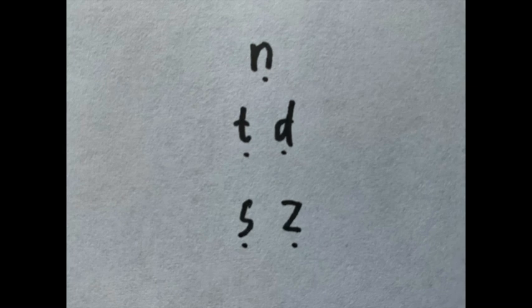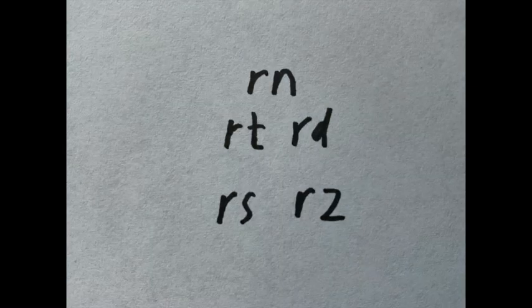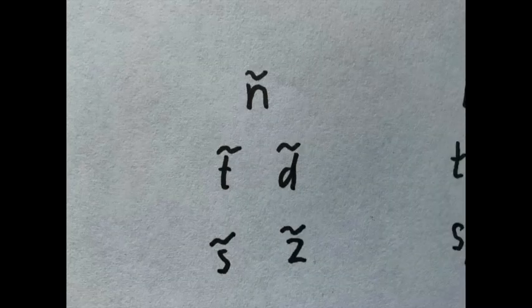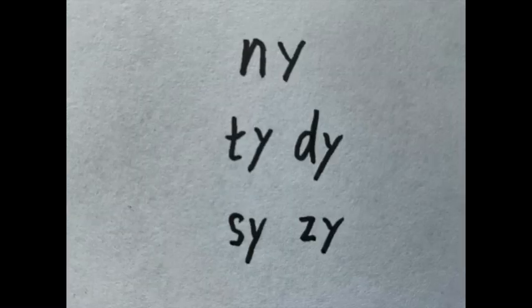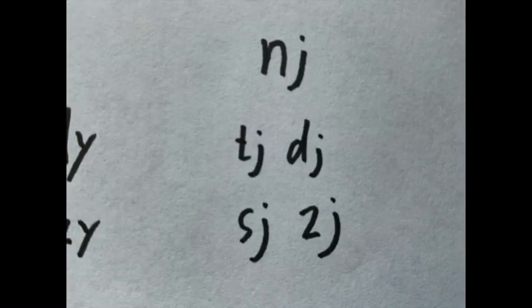Retroflex sounds can be romanized with a dot under them or an R before them. Please know that there might be better ways to romanize these sounds that I don't know of. Sometimes for palatal sounds, I like to romanize them using tildes, like in Spanish. Or you can romanize them using a following Y or J, depending on which one you use for the ya sound. You can romanize glottal stops with apostrophes.